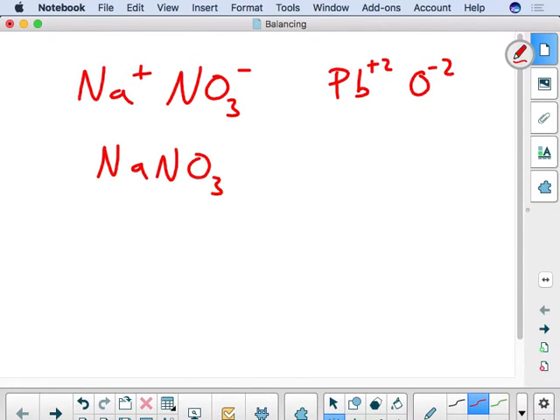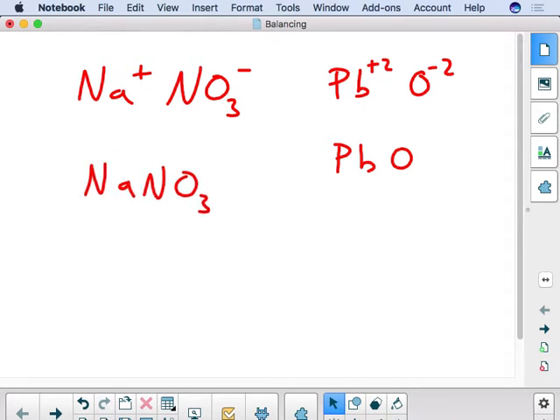-2. So this is losing 2 electrons, this is gaining 2 electrons. How many of each do I need? What ratio am I going to combine these in? This is 1 to 1. So this is just going to be PbO. These are my reactants. I've done this much work just to begin this problem. They combine. I'm going to slide them over here.